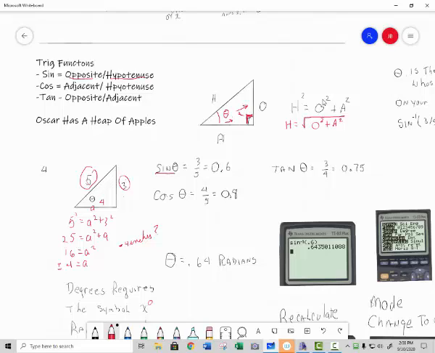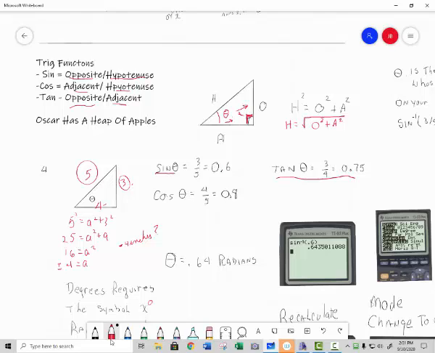Now that I know this adjacent side is 4, I can say that the cosine of that theta is 4 over 5. The adjacent side divided by the hypotenuse. Adjacent divided by hypotenuse. Lastly, the tangent of theta is the opposite side divided by the adjacent side. So the tangent of theta is 3 divided by 4. Opposite divided by adjacent, which is 3/4 or 0.75.